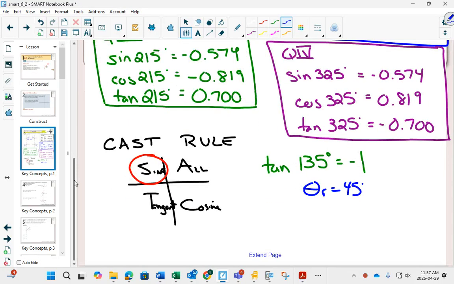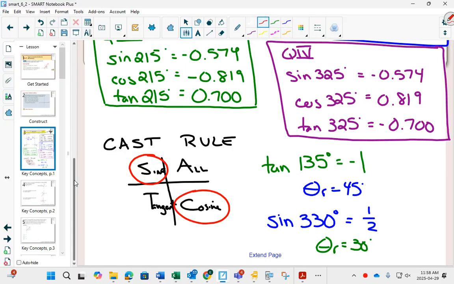I'll give you another one to figure out. What is sine of 330 degrees? You have to figure out your reference angle. 30 degrees is your reference angle. Is that one of our special angles in the special triangle? Yes, it was. What was opposite over hypotenuse on that special triangle? 1/2. And now we're looking in quadrant 4. Should it be positive or should it be negative? Negative.